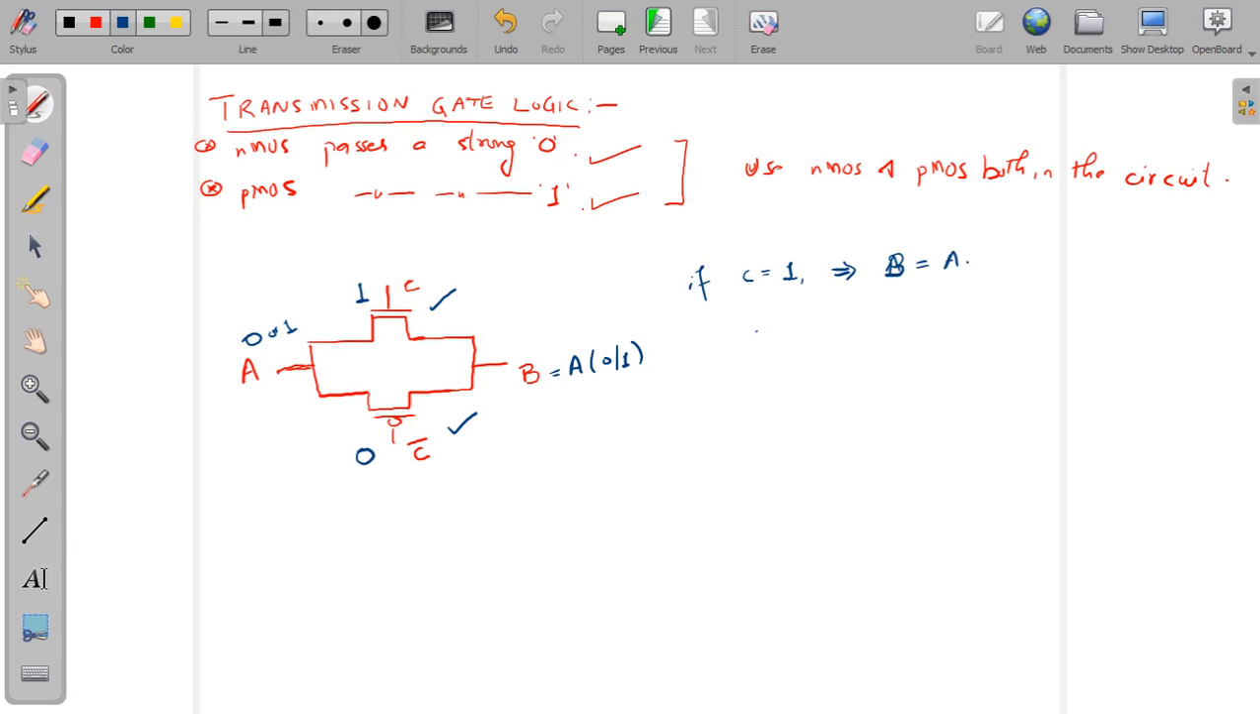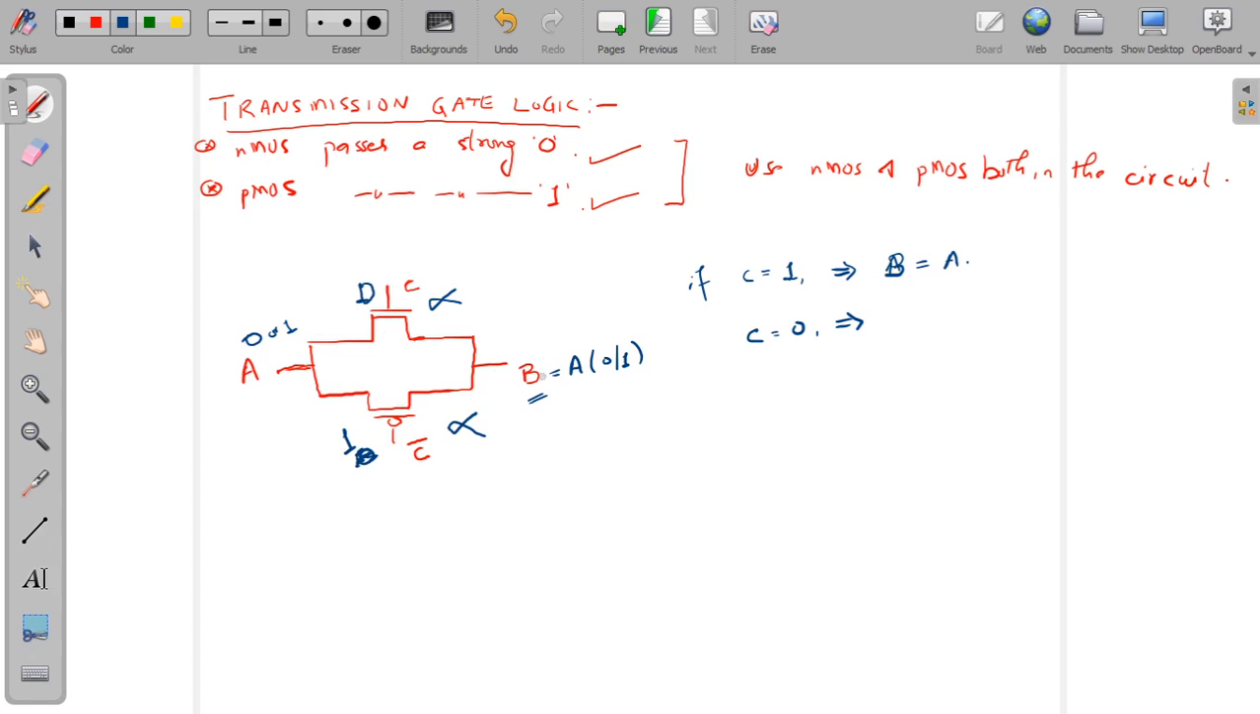What if C is 0? If C is 0, it means that this is 0, and this becomes 1. So a low logic at the gate of NMOS will turn it off. High logic at PMOS gate will also turn it off. So both of these are not conducting. So what about the situation at B? B is connected to what? This B terminal is connected to this terminal and this terminal, and both of these MOS are not conducting, kind of open circuit.